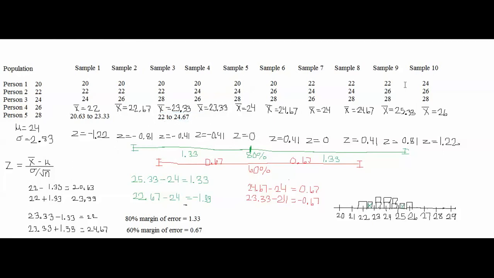Now let's do it with a sample that's above the middle 80%. The only sample that's above the middle 80% is sample 10, because the middle 80% goes from sample 2 to sample 9. So let's do it with sample 10. Let's add and subtract from 26. If we subtract 26 by 1.33, we get 24.67. And if we add 26 plus 1.33, we get 27.33.